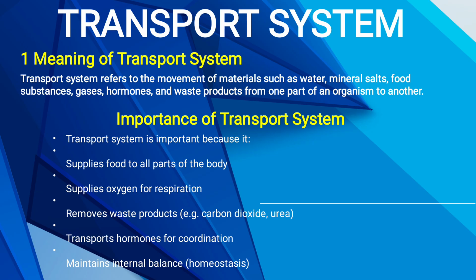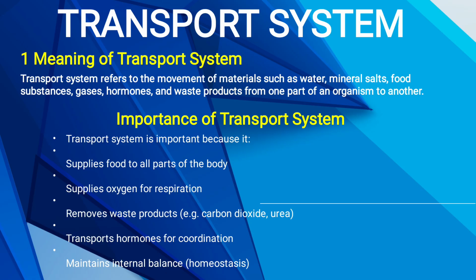Now, what are the importance of transport system? Transport system is important because, number one, it helps in supply of food to all parts of the body. Number two, it helps in the supply of oxygen for respiration. Number three, transport system removes waste products, e.g. carbon dioxide and urea. Number four, transport system helps in transporting hormones for coordination. And number five, through transport system, we can maintain internal balance, that is homeostasis.